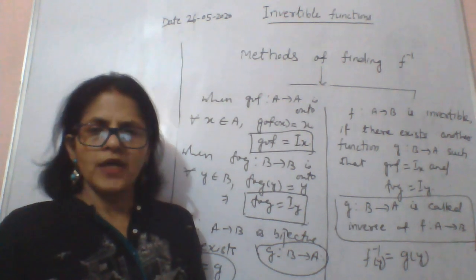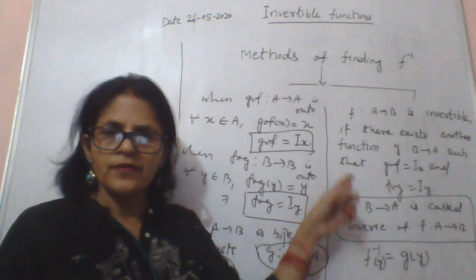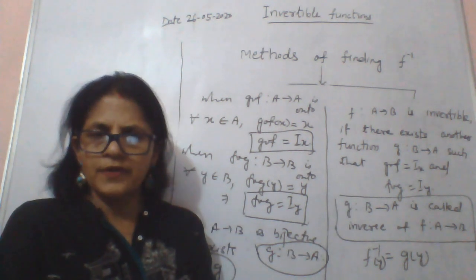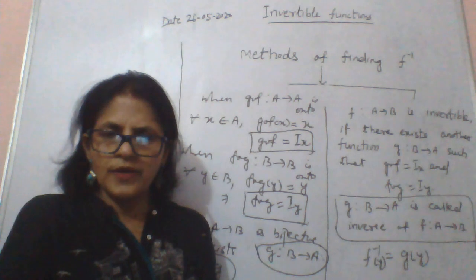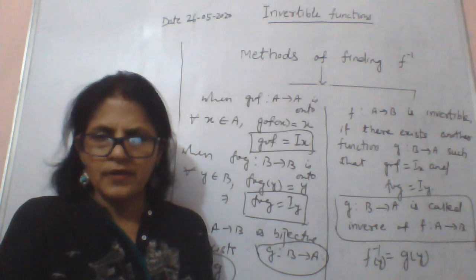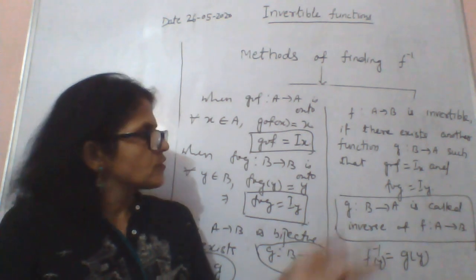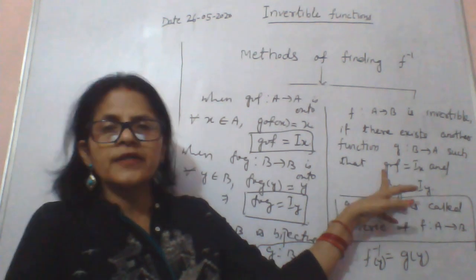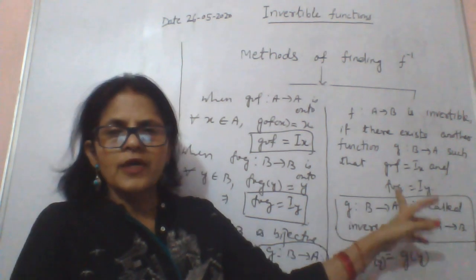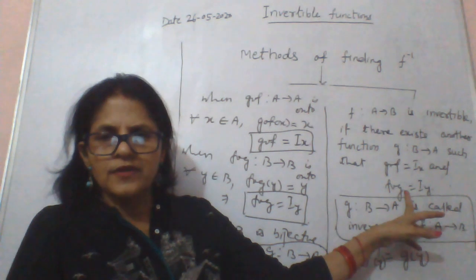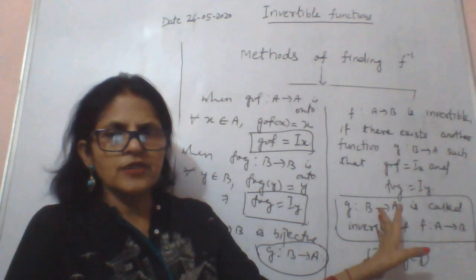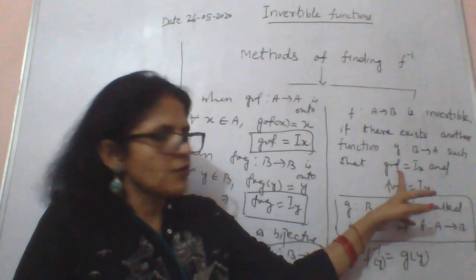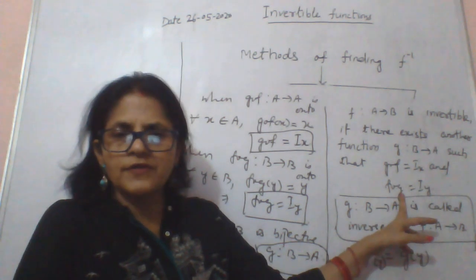Okay, so from that point of view, this is very direct. Whenever you have f from A to B and g from B to A, both are bijective, both are invertible. So in that case, you are getting g of f equal to f of g equal to the identity function. You see, unless the function is bijective, you cannot get g of f and f of g as identity functions.